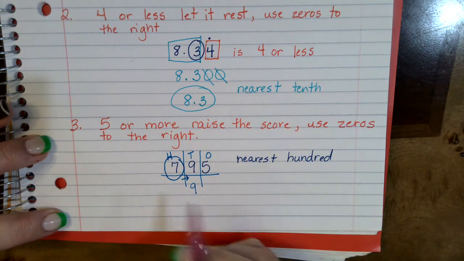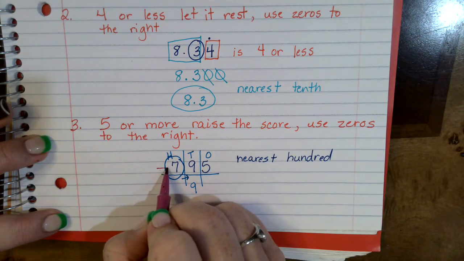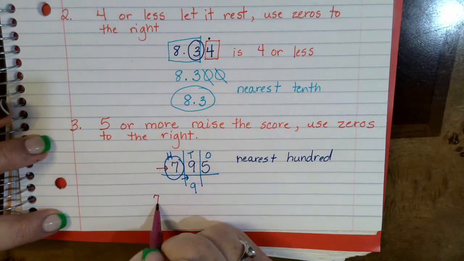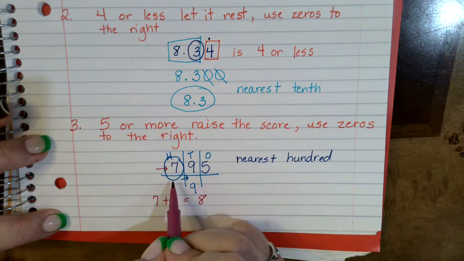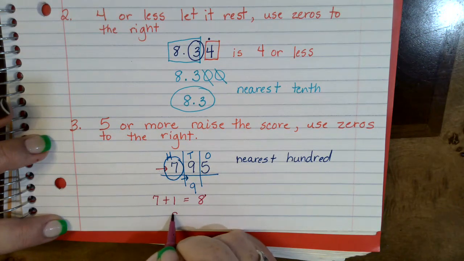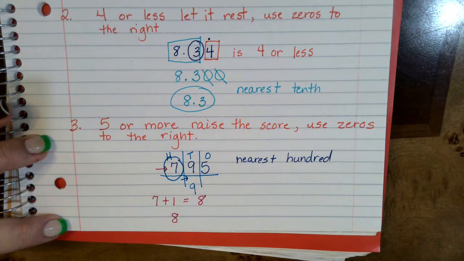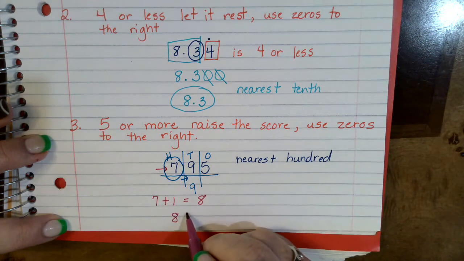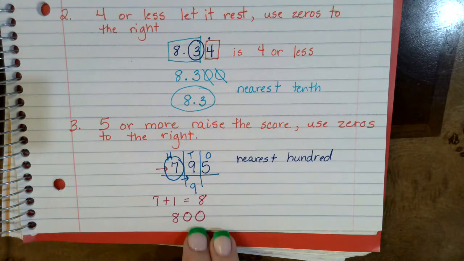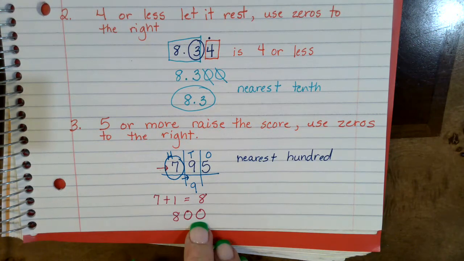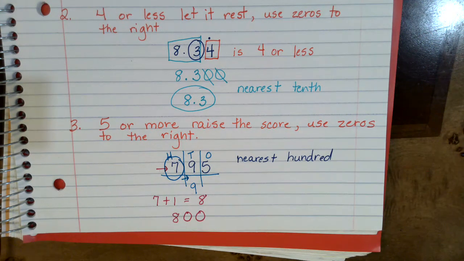So we're going to raise this number by 1. So we're going to go in here and say, okay, 7 plus 1 equals 8. That's going to be our new number in the hundreds place, 8. And then everything to the right is going to be zeros, 0, 0. We do have to put these zeros in here as placeholders when we're dealing with numbers to the left of the decimal, or whole numbers.